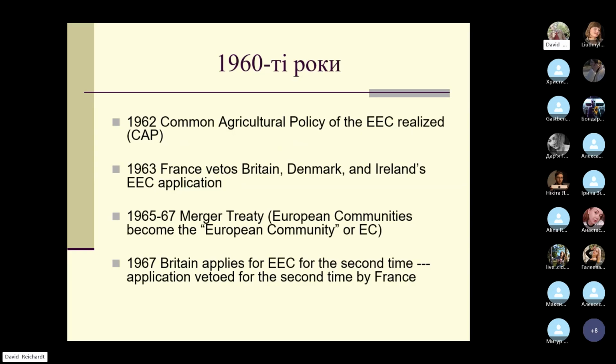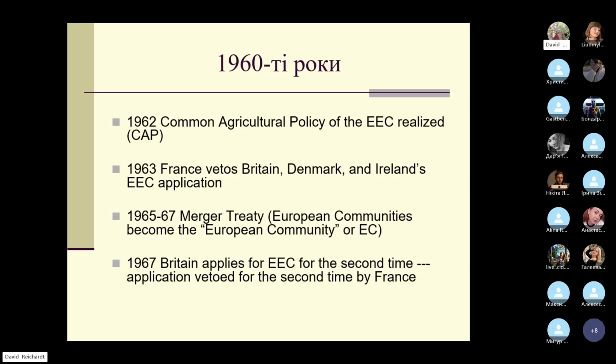In 1962, students, the EEC finally realized the Common Agricultural Policy. Some people call it the CAP. Now, this is really, really important to know, because the Common Agricultural Policy of the EEC, the European Economic Community, becomes the most important policy of this European integration process. We'll talk more about that later.